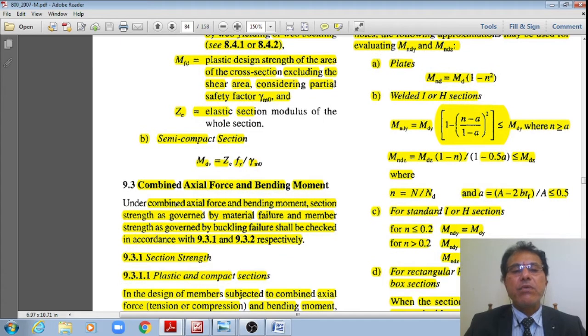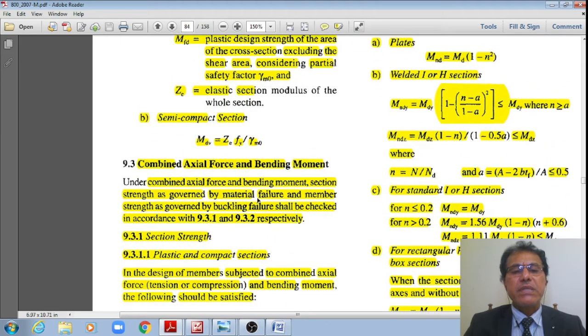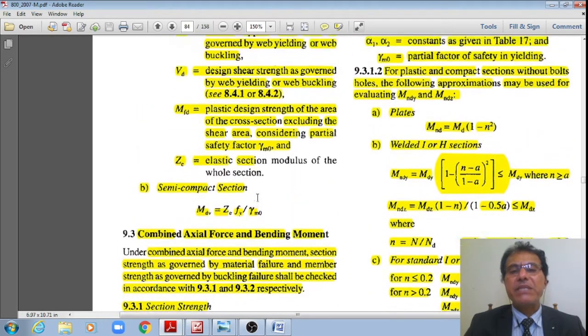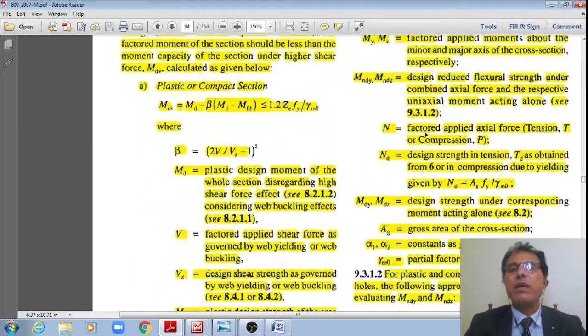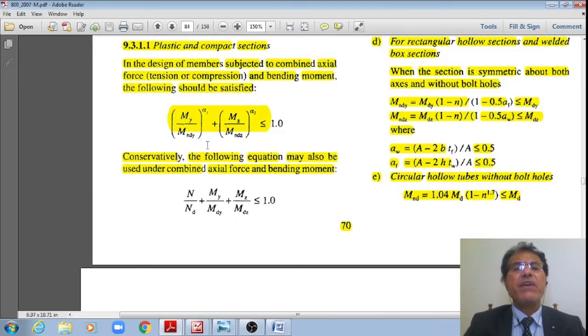Similarly, when it is subjected to combined axial force and bending moment, then for section strength, for plastic and compact sections, you use this formula. Let me see this formula, right? (M_y divided by M_ndy) whole to the power α1 plus (M_z divided by M_ndz) whole to the power α2 should be less than or equal to 1.